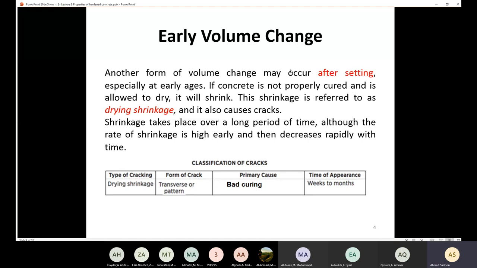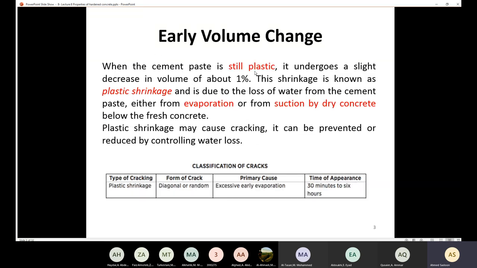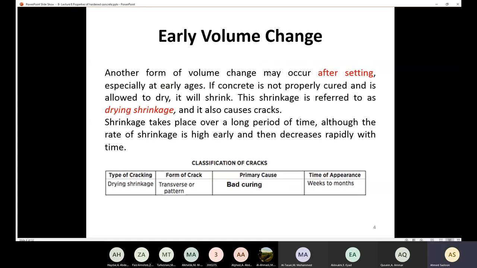The other type occurs after setting. We call this drying shrinkage. This one takes place after setting, while plastic shrinkage takes place while the concrete is still plastic. And if the concrete is not properly cured, remember, we talked about the curing process and the benefit of curing. So if the curing process has not been done properly and the concrete is allowed to dry, then shrinkage will take place. So after the concrete has hardened, if you don't cure the concrete in a proper way, then the concrete will shrink. This shrinkage is referred to as drying shrinkage and also causes cracks.